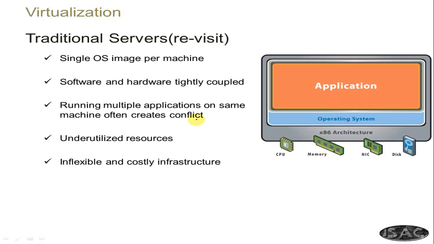So this is what it looks like. You have a computer which has a CPU, a memory, a network interface card, and a hard disk. It is x86, it has an operating system, and there are multiple applications here.